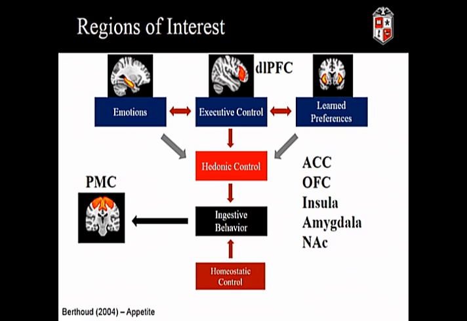The information about hedonic and homeostatic need to eat is also combined in the nucleus accumbens and some other regions, which leads to an ultimate decision whether to ingest or not to ingest, which is executed by the primary motor cortex.